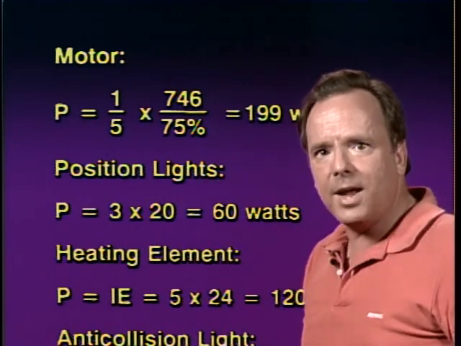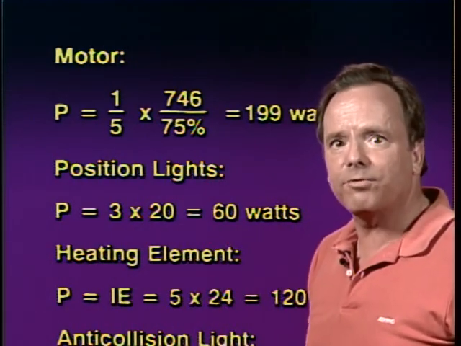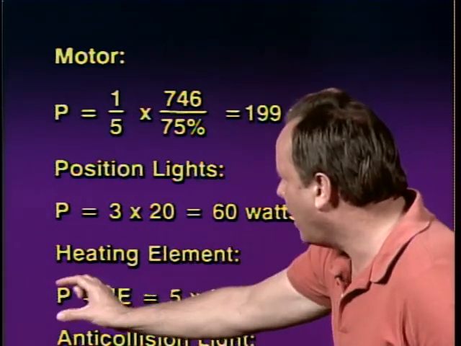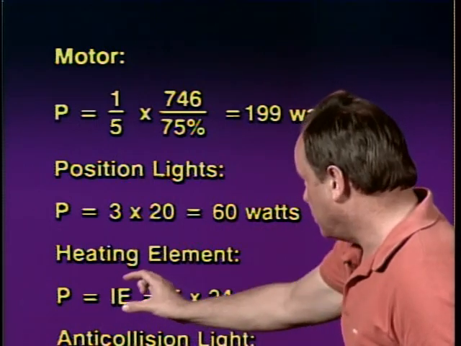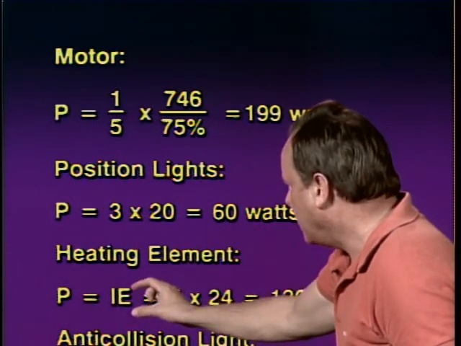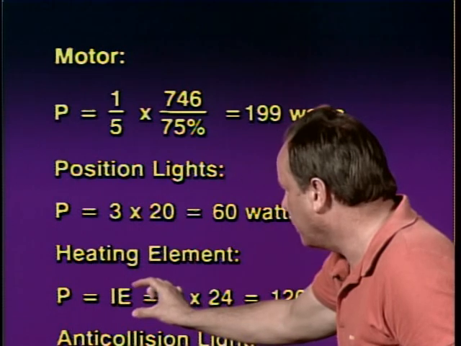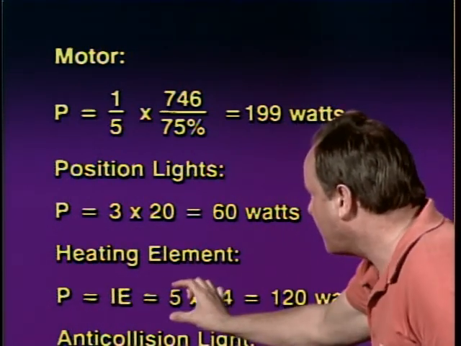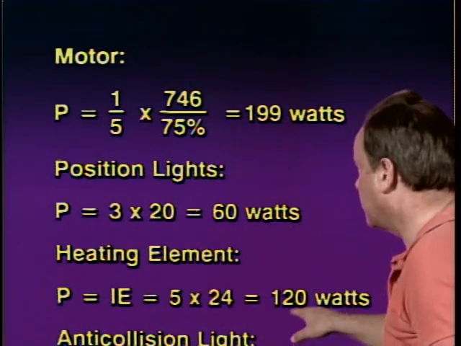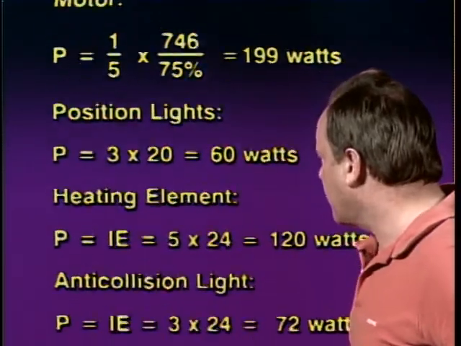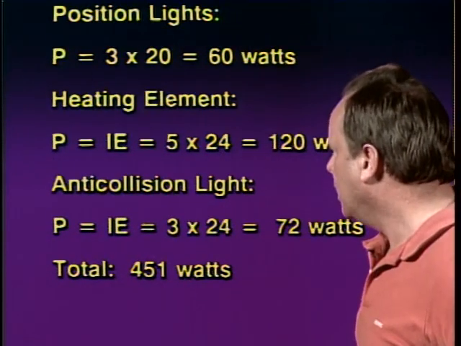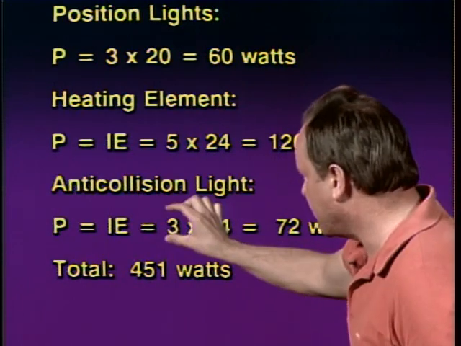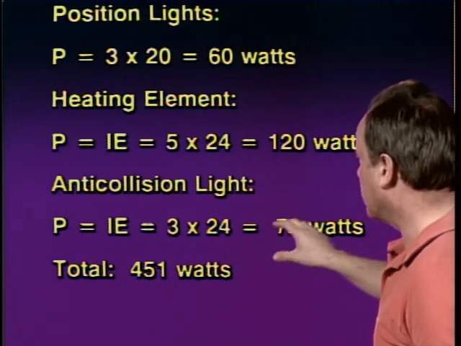And they also told us we had a heating element, but they said the heating element was 5 amps, not watts. And so we need to convert that into watts, which is power. And so what you do is use this formula for power, and you take the current times the voltage, or the electromotive force, and that gives you the power in watts. So it was 5 amps times the 24 volts gives us 120 watts. All right, now let's take a look at the rest down there. The anti-collision light was 3 amps. And a 24-volt system, so we can do the same thing. 3 times 24 is 72 watts.